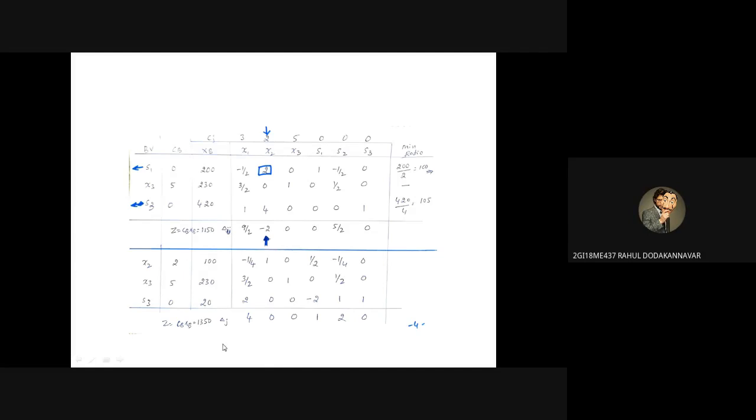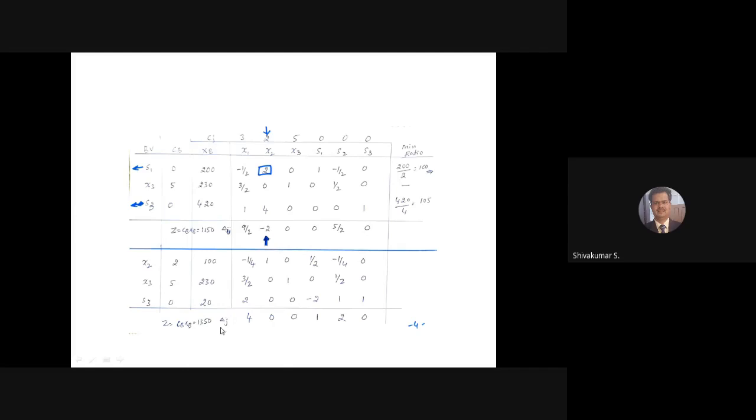Yes, sir. Now we can say CB into XB. CB 2 into 100, 200, plus 5 into 230, plus 0 into 20. You are going to get 1350. That's the Z value you are supposed to get, the fitting value of X1, X2 and all. So 2 into 100 plus 5 into 230 plus 0 into 20, you are going to get 1350.